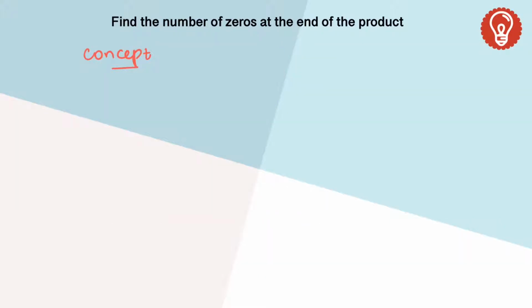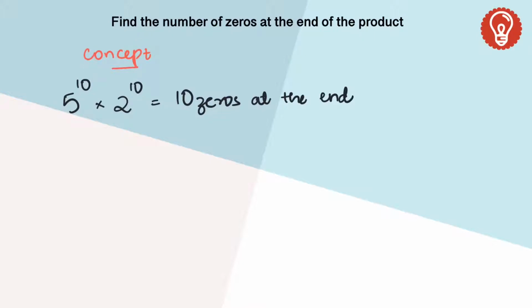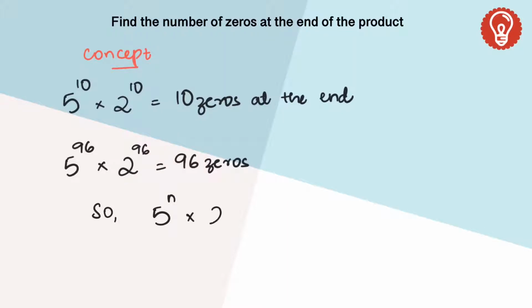So let's extend the concept. Let's say there is 5 power 10 and 2 power 10. We get 10 zeros at the end of the product. We will always be asked questions to find the number of zeros at the end of the product. Let's say there is 5 power 96 and 2 power 96. We get 96 zeros at the end. So it's understood that if there is 5 power n and 2 power n in a product, we get n zeros at the end of the product.